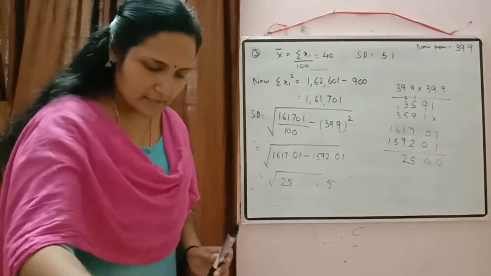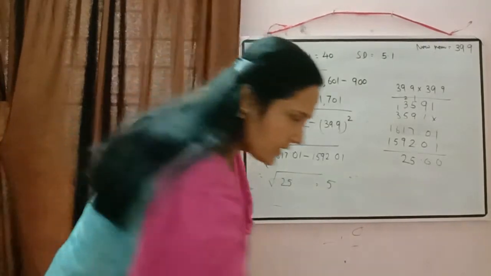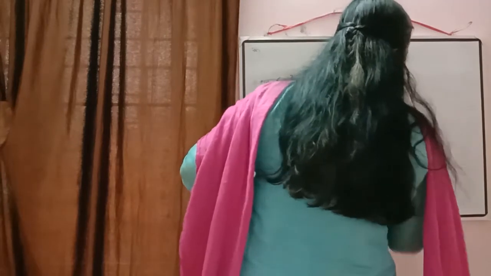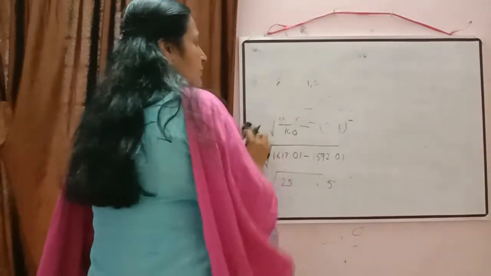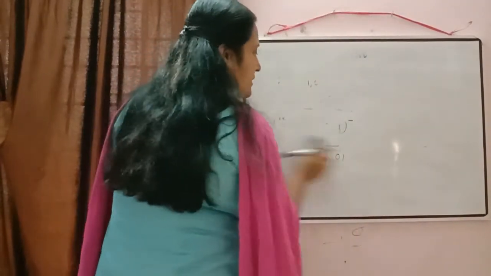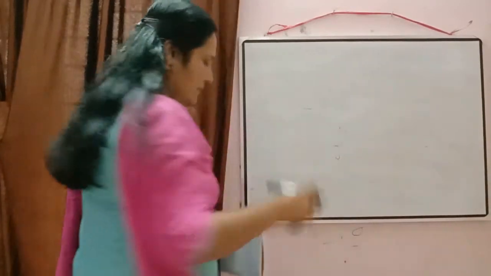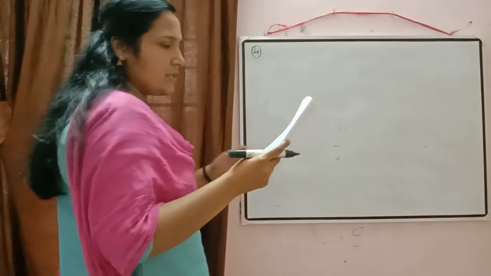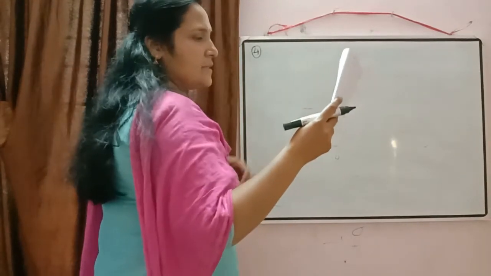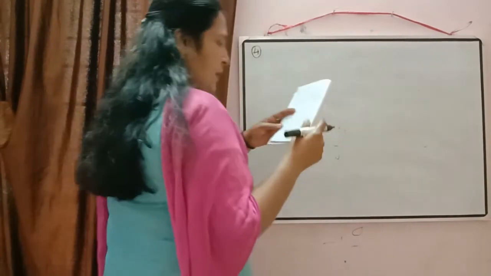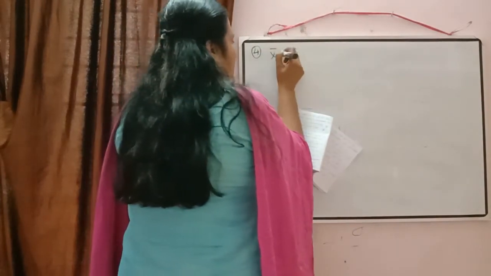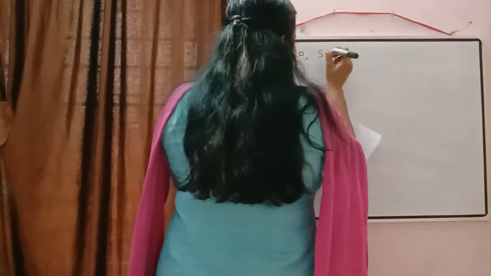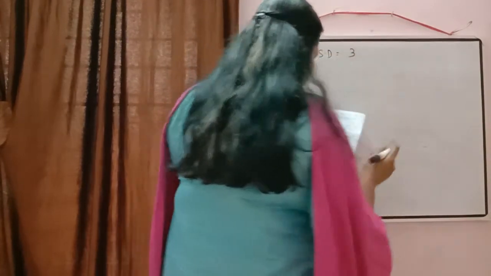Okay, now we can check the next question. In the next question, again we can check what the mistake is. This type of question is normally asked in competitive examinations also. So the next question: the mean and standard deviation of a group of 100 observations were found to be 20 and 3. So we can write down, mean is equal to 20 and standard deviation is equal to 3.